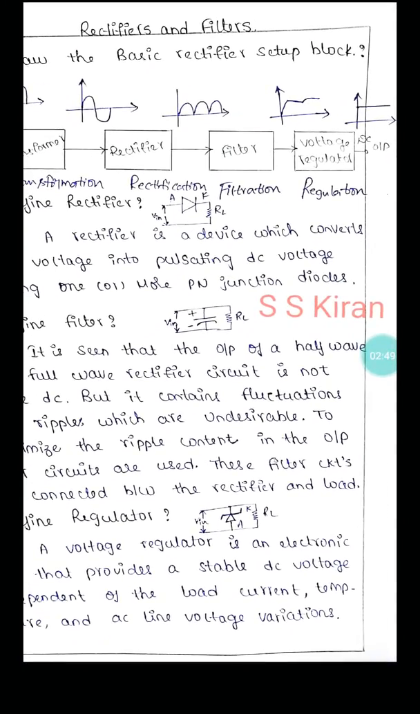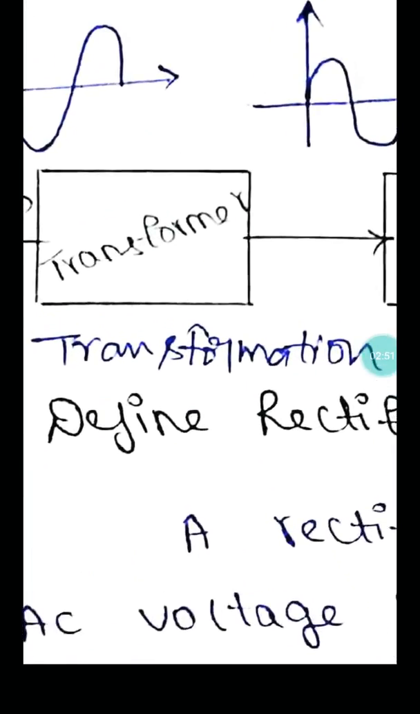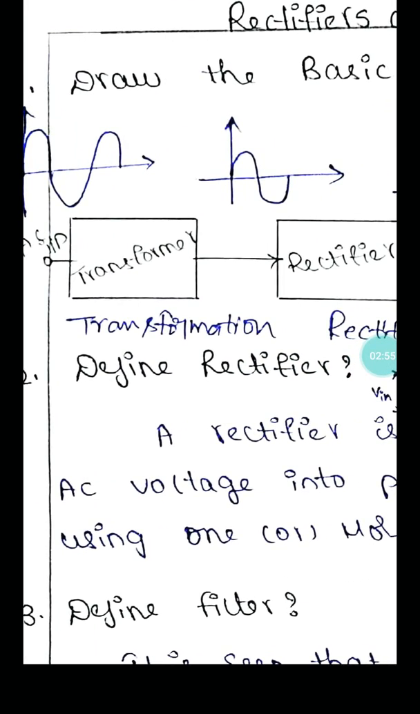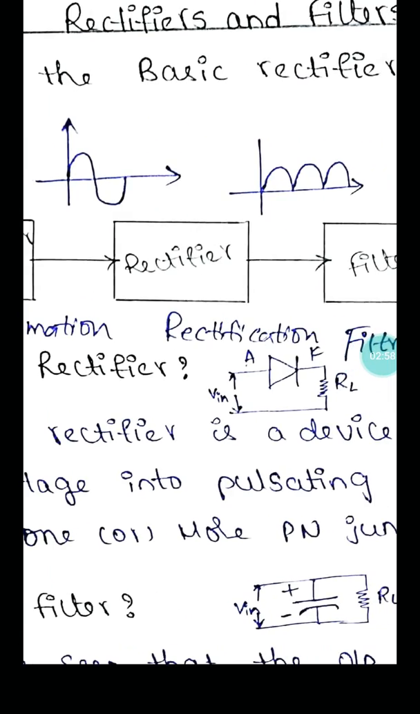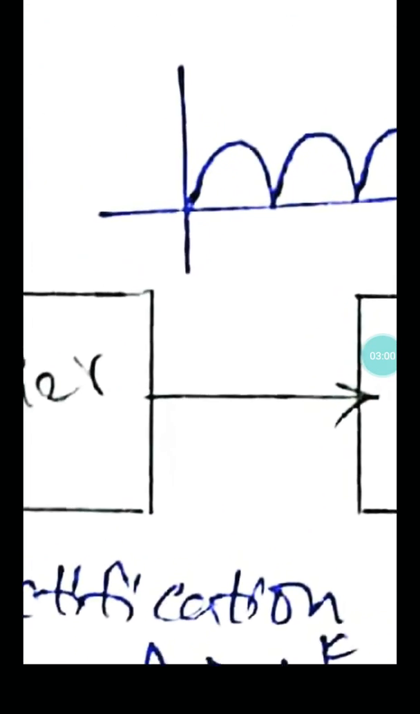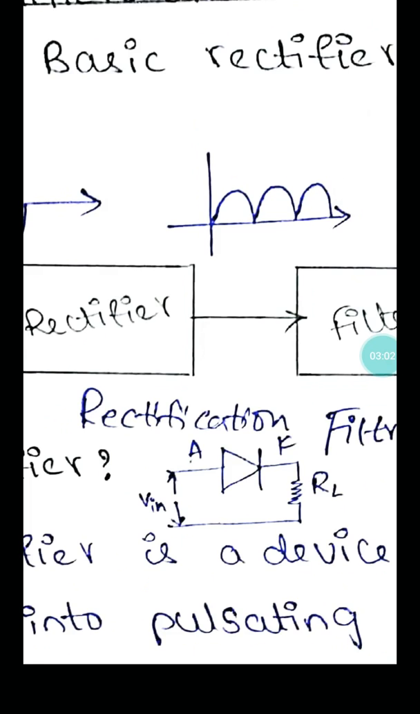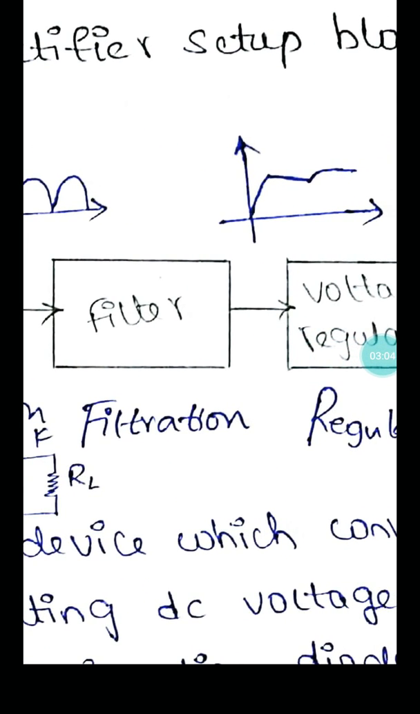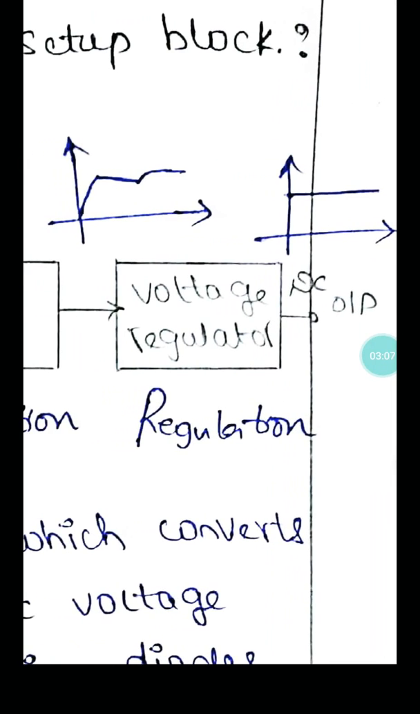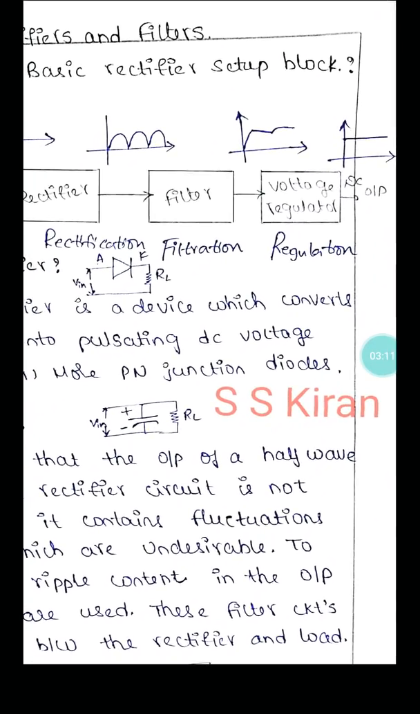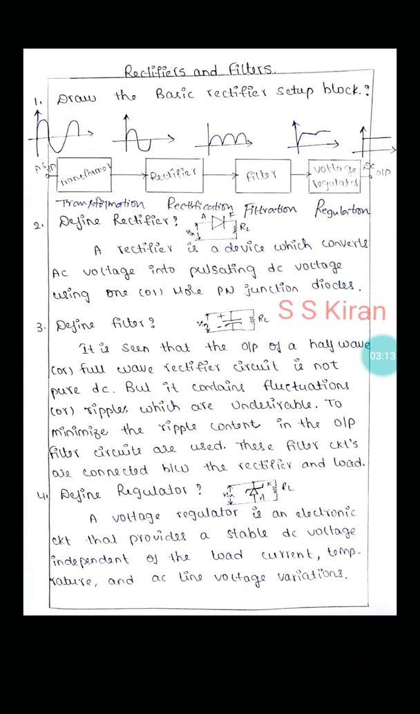You can observe the waveforms also. This is some input sinusoidal wave, with decreasing amplitude. After the rectification, you get a waveform like this. Then after the filtration, you may get some ripple. After the voltage regulator, it maintains some constant voltage. This is the answer for the first question. The transformer is connected to the rectifier, the rectifier is connected to the filter, and the filter is connected to the voltage regulator.